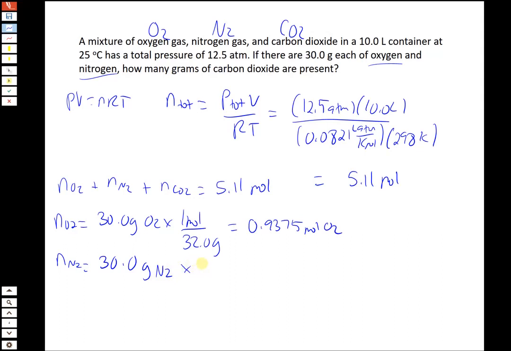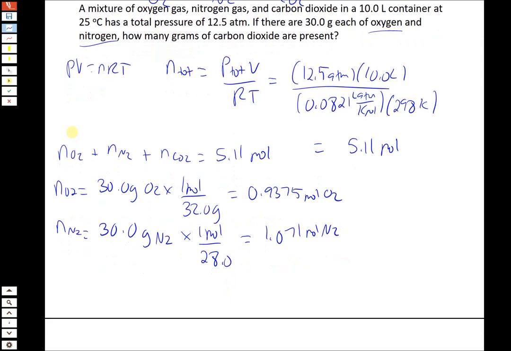And there's a couple of ways you can do problems like this, in terms of either partial pressures or moles, but I think doing it in terms of moles is usually a little bit more straightforward. But you may have done this problem a slightly different way, and there's at least one other way to get to the answer. And so for nitrogen, we get 1.071 moles of N2.